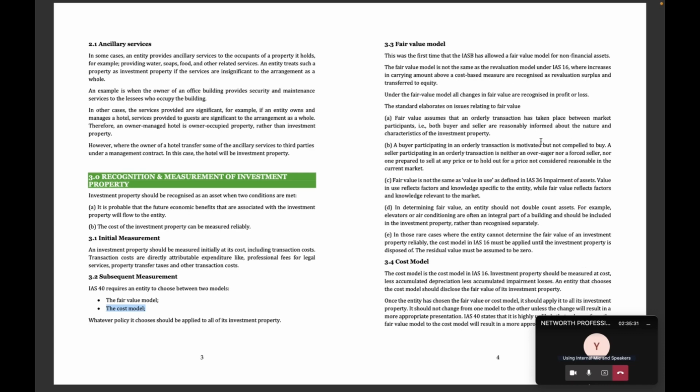And I have some notes here which you can look up. So it's just explaining fair value and all of that. But the key thing I need you to note for fair value model is that you do not depreciate if the choice of subsequent measurement is the fair value model.